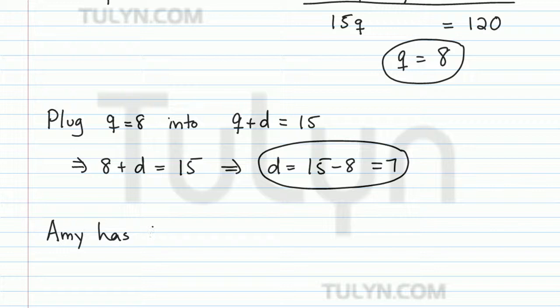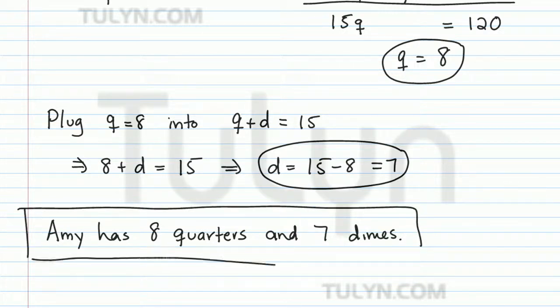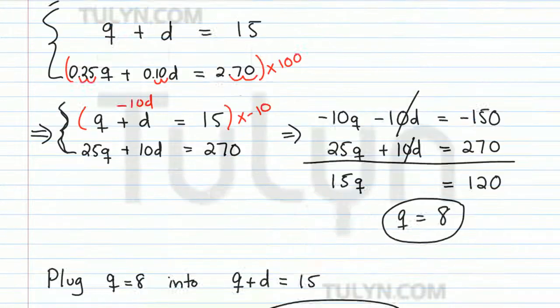Amy has 8 quarters and 7 dimes. And if you feel unsure about your answer, you can always go up and check and make sure that all the conditions are satisfied.